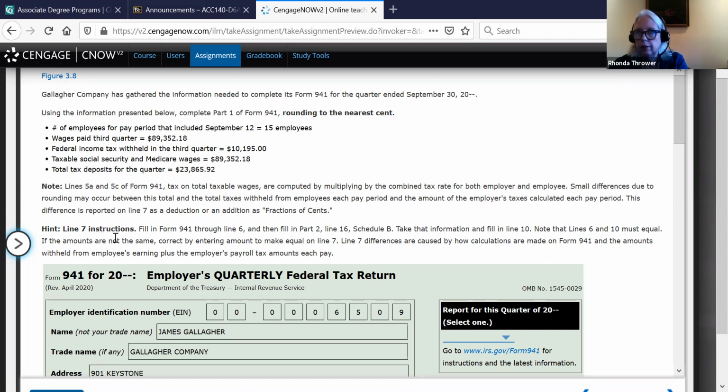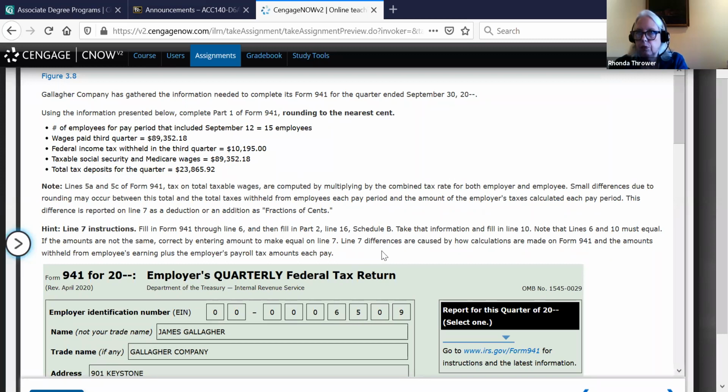Also, they're hinting that in line 7, you're going to fill in Form 941 through line 6. So we're going to have enough information up here to get us through line 6. But then we have to fill in part 2, line 16 of Schedule B, and that information we will take and record on line 10. Note that lines 6 and 10 have to be equal. If the amounts are not the same, we correct by entering the amount to make them equal on line 7.